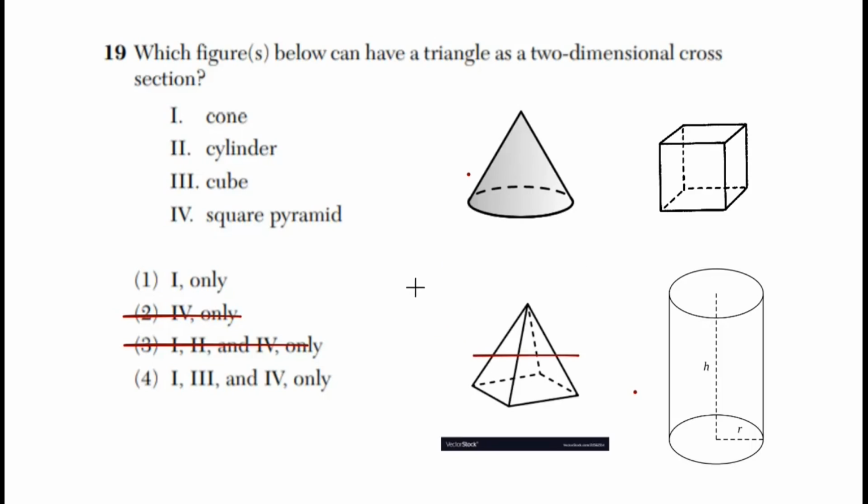If I cut through horizontally, I would get a square. But we get a triangle with that. All right, so it can be a square pyramid. 4 is an option. All right, so we know that it can't be just 1, so we know 3 has to be a choice. But I want to show you with the cube what that would be, because if I cut vertically or horizontally straight through, I'm going to get a square back.